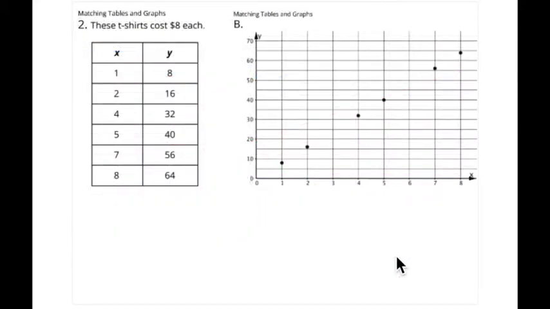The next table and graph that matches is table 2 matches graph B. If you look down the x values, you see 1, 2, 4, 5, 7, and 8. If you look along the y values, you're going to see that it's 8, 16. So you have to just kind of guess here. 8, yeah, it's about 16, 32. So you can convince yourself in the beginning that this graph matches this table.